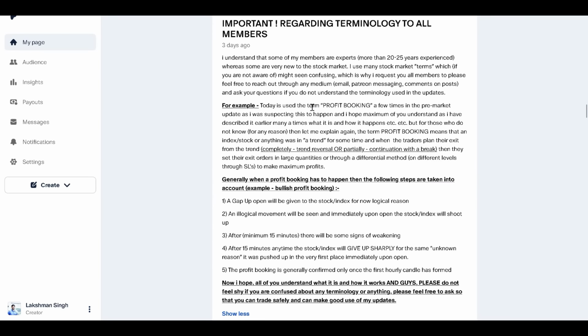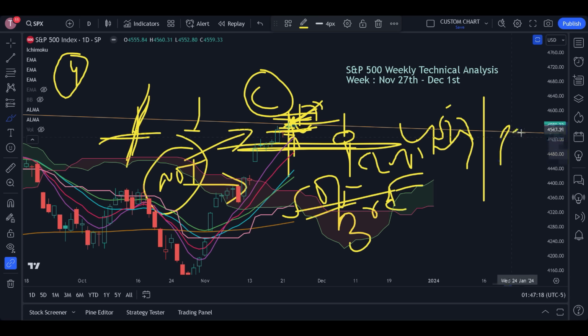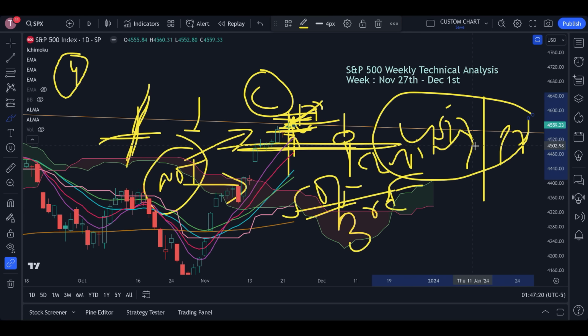Okay, the profit booking conditions are seen in this particular manner. First, the hourly candle will confirm whether it is happening or not. In that case we can see whether the profit booking is happening or not. And if the profit booking is seen on Monday, in that case the S&P 500 will have valid chances to breach the 4527.37 support zone.